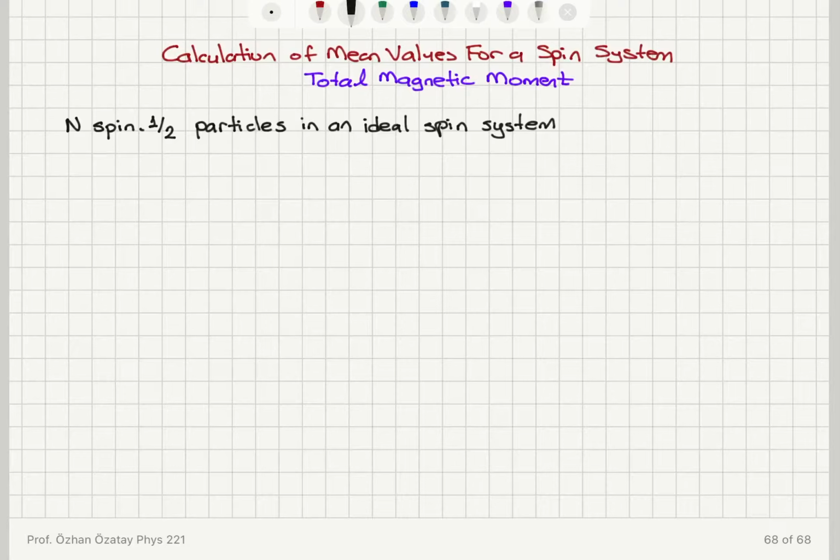Now I call mu sub I the component along the up direction of the magnetic moment of the ith spin. So it is magnetic moment, that is magnetic moment component, up component, for the ith spin.